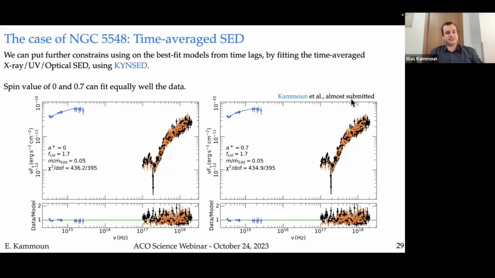So we looked at the time average SED and we fit the time average using KINSAT, the UV, optical, and X-rays. From that, we could get rid of, for example, the maximally spinning black hole. So there are two spins that survive, which are spin 0 and spin 0.7, and only for an F-call of 1.7. This is from a work that is really almost submitted. We've been working on that for some time now, and we are very close to submission. So this is a first test that also passed in terms of SED. It's the time average, and we could shrink the parameter space even more.